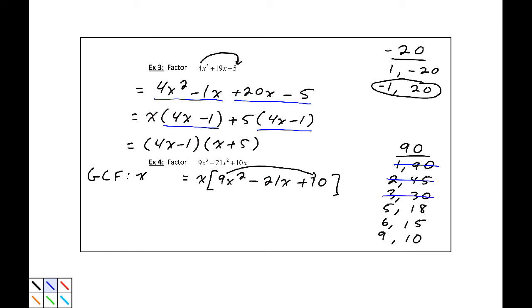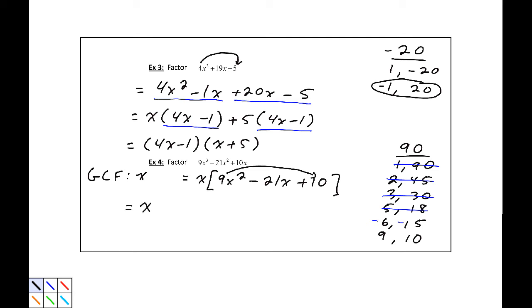5 and 18 add to be 23. That's not it. 6 and 15 add to be 21, which isn't what I'm looking for, but it's very close. So perhaps if I change this to be negative 6 and negative 15. That'll work. All right, equals x.